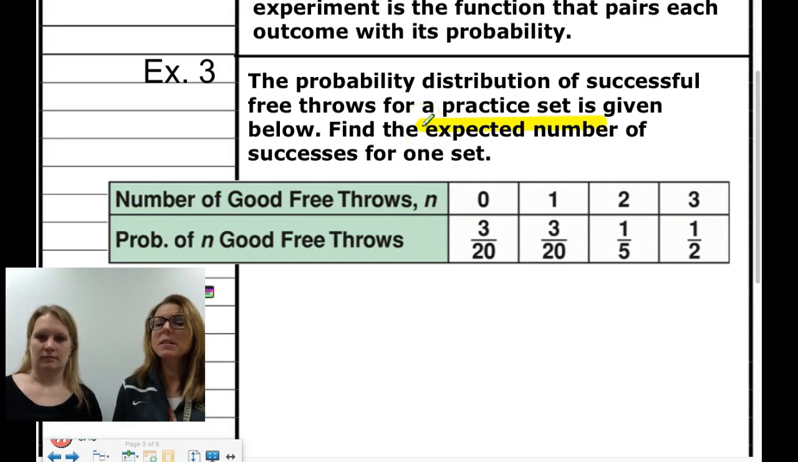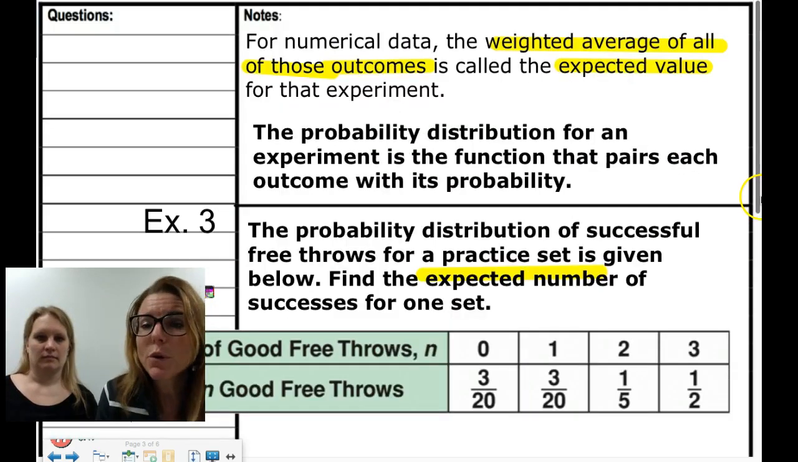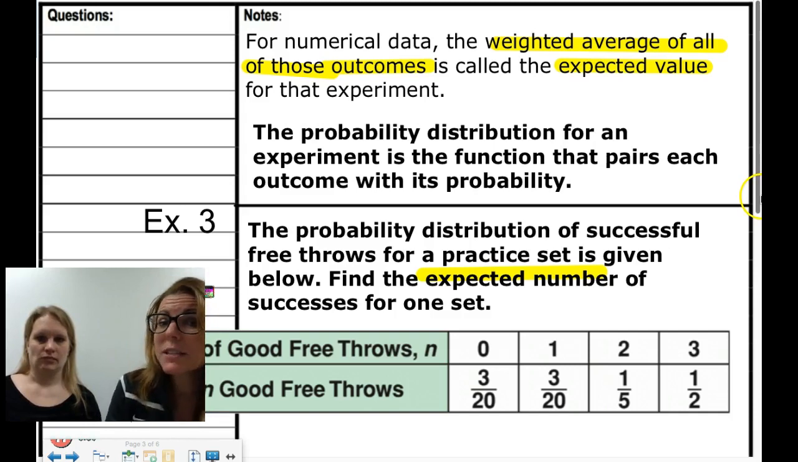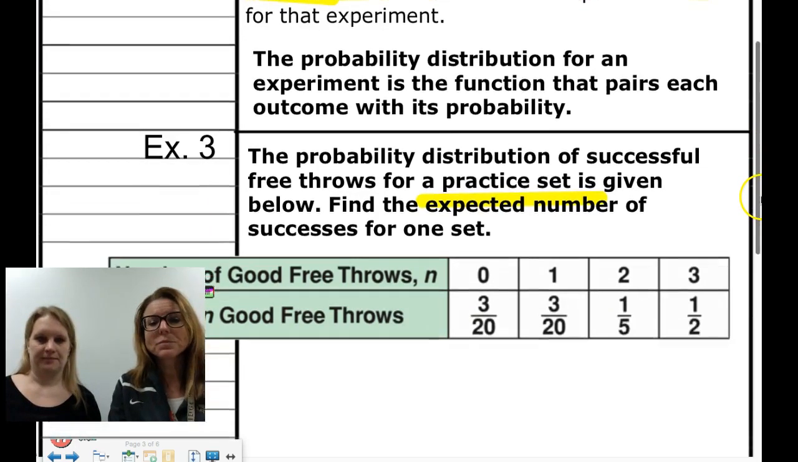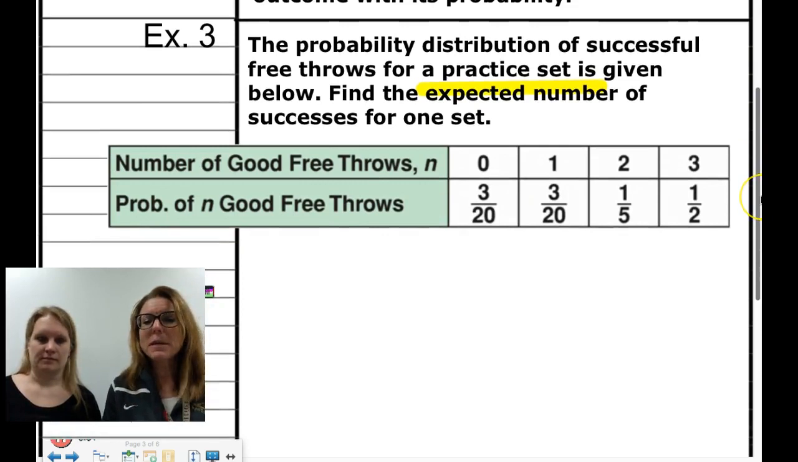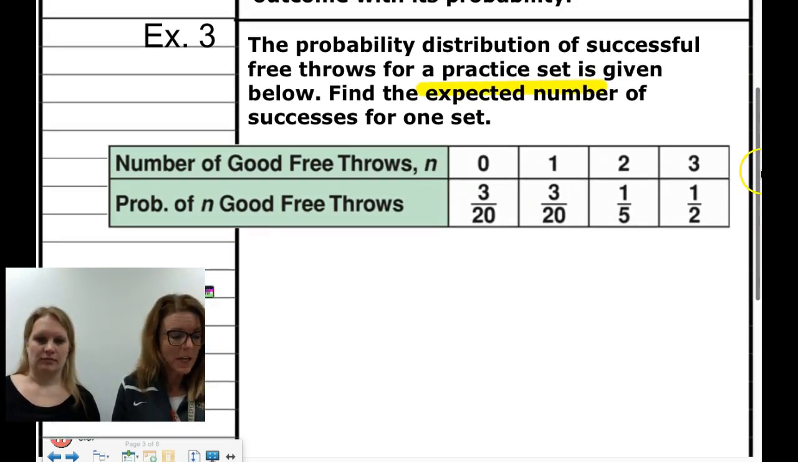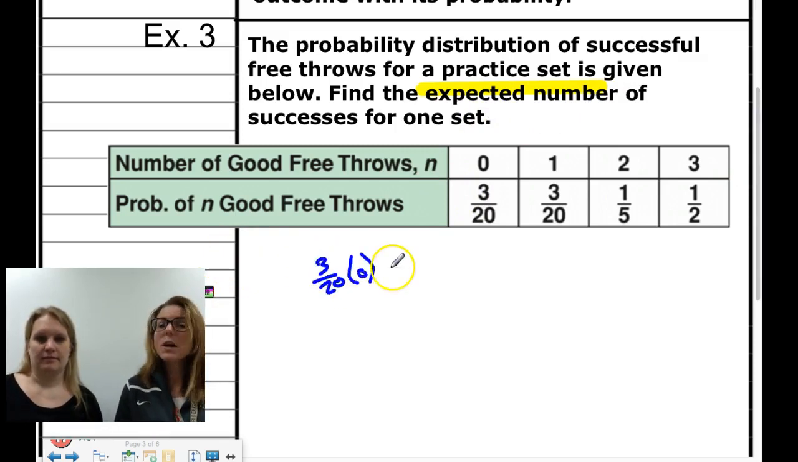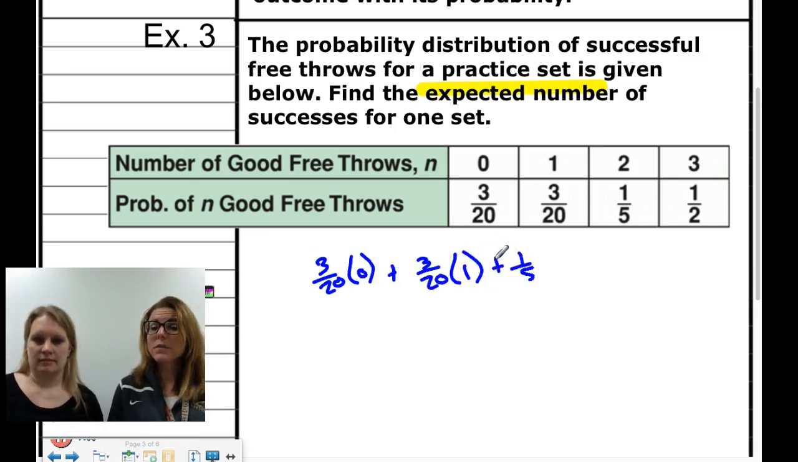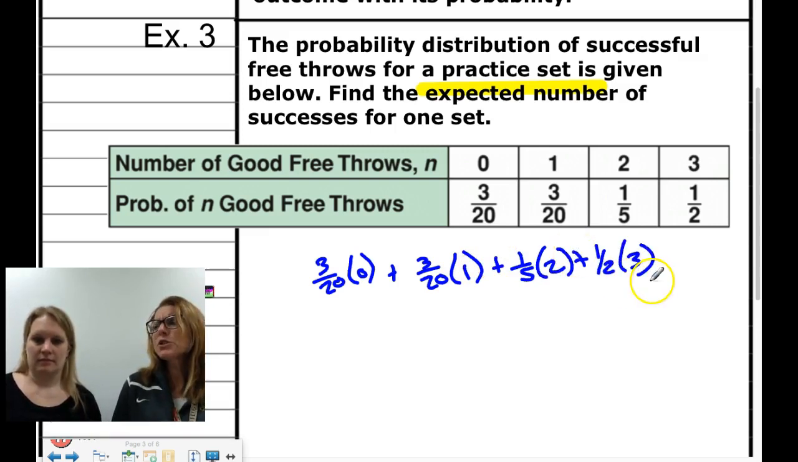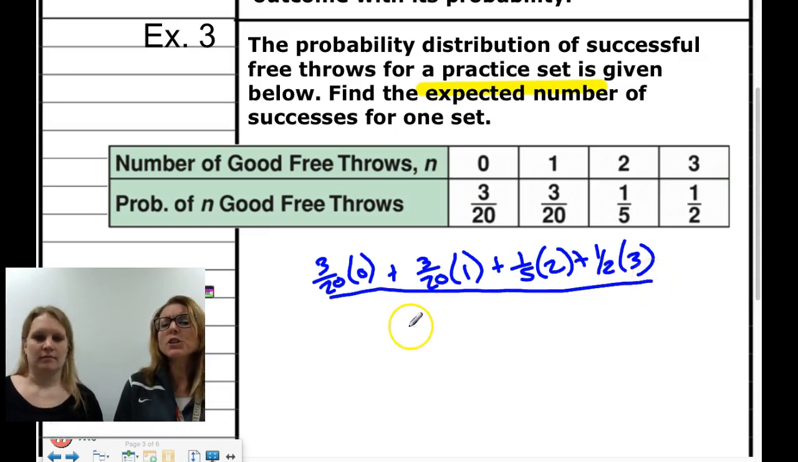We said expected number is going to be, when we wrote up here, expected value is a weighted average. Find the expected number of successes for one set. So this is our set. So what we're going to do here is take 0 times 0, plus 3/20 times 1, plus 2/5 times 2, plus 3/2 times 3. Very similar to the other one, except we weren't given a probability, so we're not dividing anything on this one.